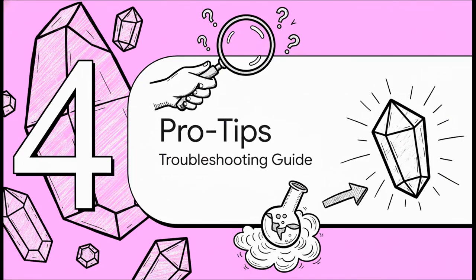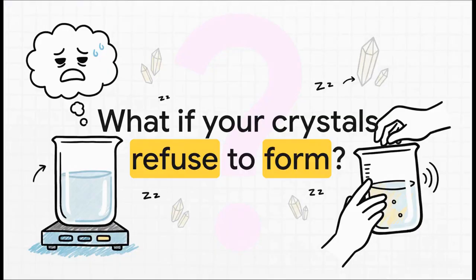All right, so you've got the theory down. Let's get into some practical pro-level tips for when things don't go quite right. Think of this as your troubleshooting guide to getting those perfect, sparkling crystals every single time. This happens all the time, and it's probably the most frustrating problem. You've cooled your solution down, you're waiting and waiting, and nothing. The solution just sits there, perfectly clear, in a stubborn, supersaturated state.